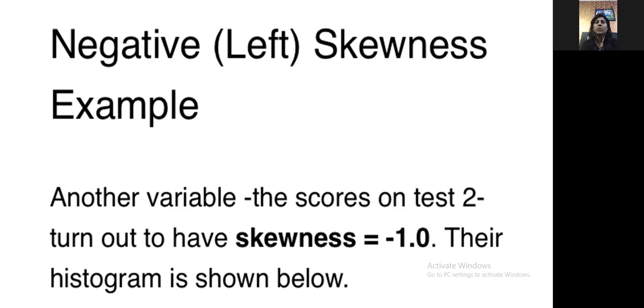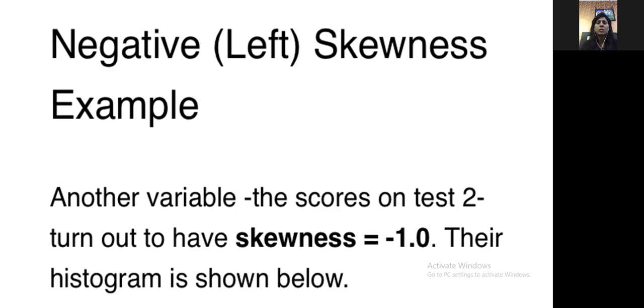That is the next category of skewness, which we call negative skewness. What is this negative skewness? This is also called left skewness, a left skewed distribution curve. Here we have taken an example in which the score on test 2 turned out to have skewness. Among the 5 tests, test 2 is showing a skewness of minus 1.0, when the data is taken of that psychological test conducted on 1,000 people.